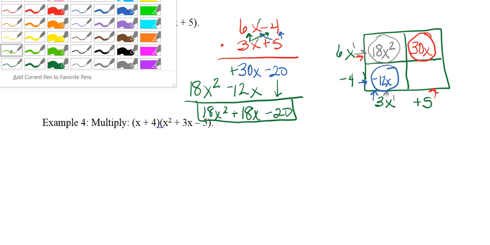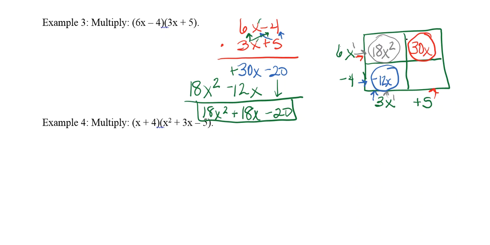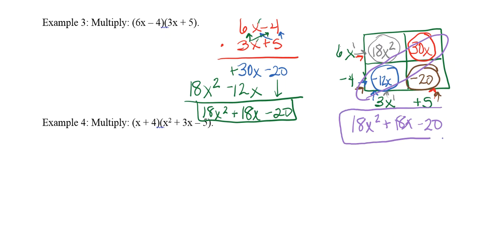This box here is created by the negative 4 and the 5. Negative 4 times 5 is negative 20. As you're looking at this, the nice thing is that this diagonal is always your like terms. 30x and negative 12x is 18x, just like it was over here. Doesn't matter what method you use, you should get the same answer. There's no other like terms, so I'm just going to bring down the 18x squared. No other like terms with the negative 20, so I just bring that down. Exact same answer, just a different method organizationally.